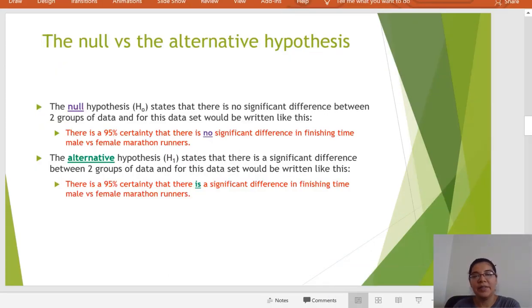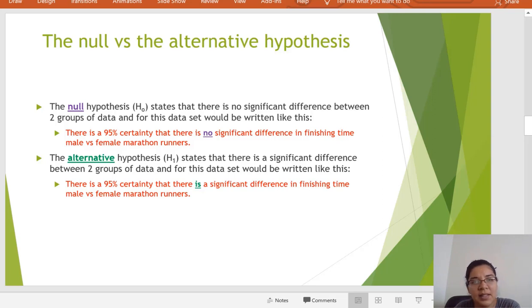All right, so before we calculate the t-test, we're going to state our hypothesis. A hypothesis is a testable answer to your question. There are two ways to state a hypothesis, your answer to your question. Now, what is the question? Let's review. The question is: is there a significant difference between the finishing time of male marathon runners versus female marathon runners?